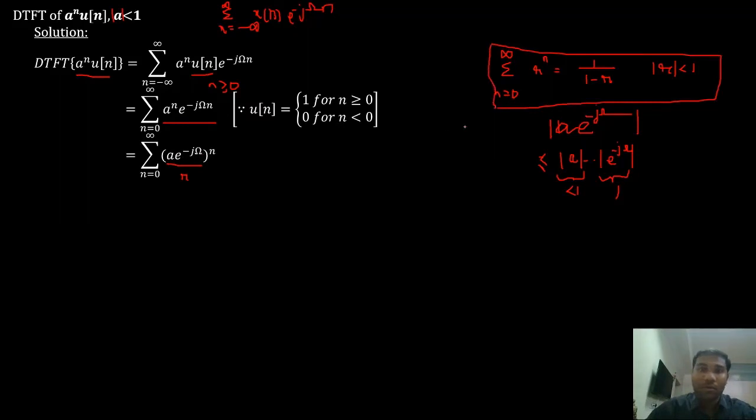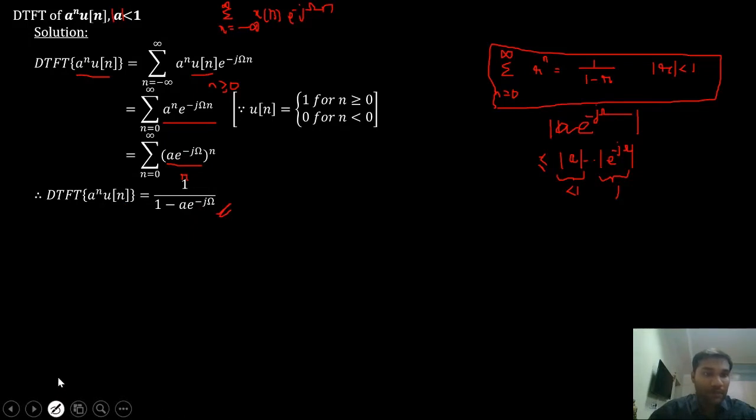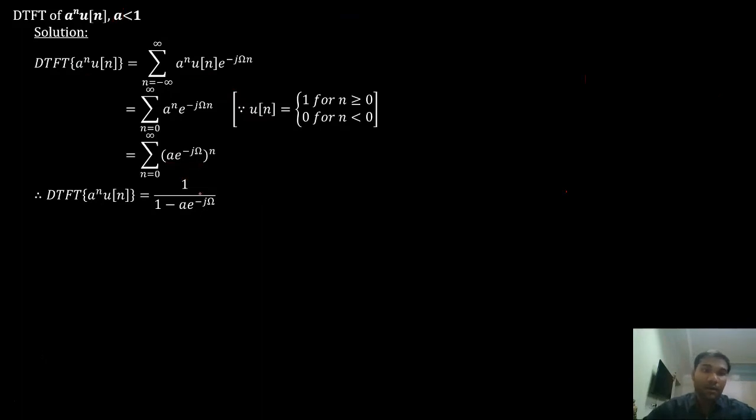So the entire expression becomes 1 by 1 minus, in place of r we have a into e power minus j omega. So this is the DTFT of a power n into u of n. Now I have found the discrete time Fourier transform for the given signal.